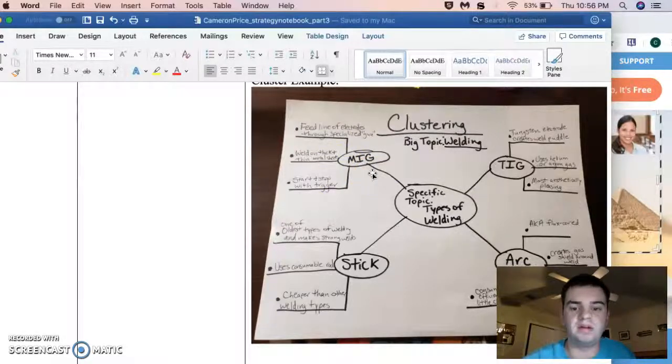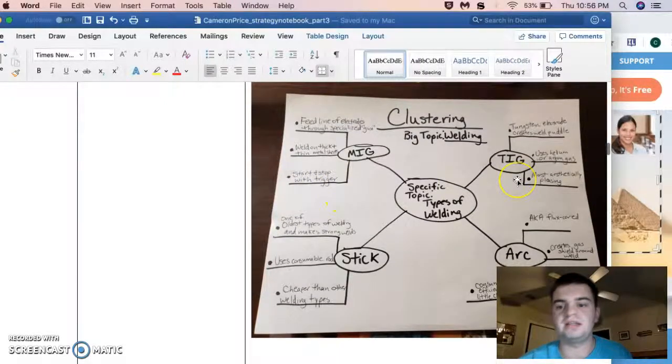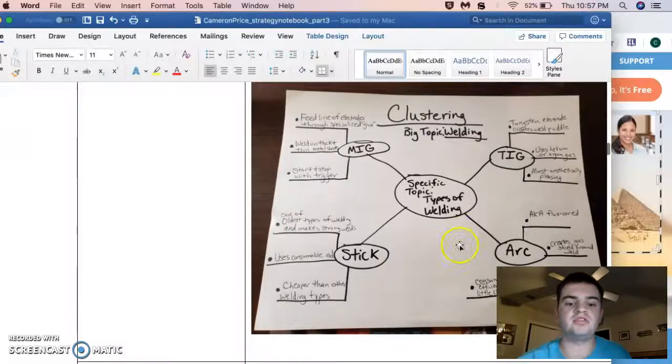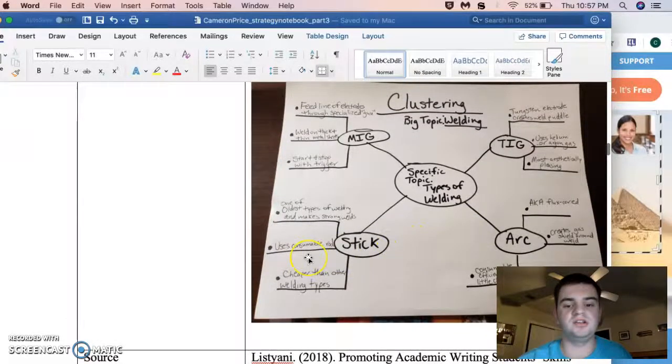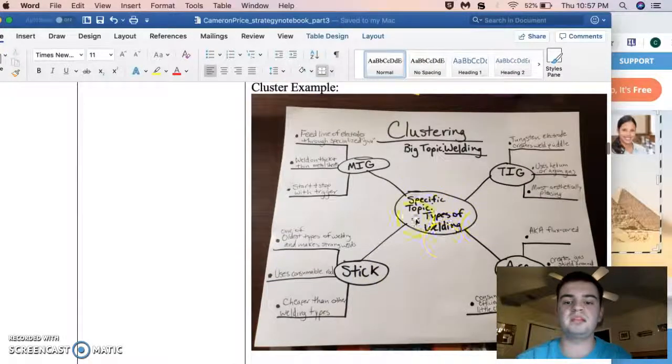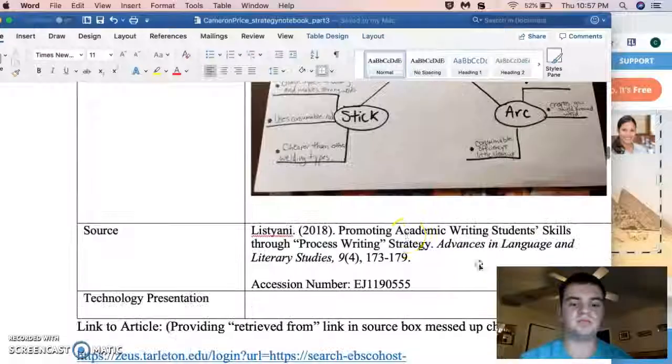So like MIG welding, the characteristic is that you use a trigger with it. TIG is that it uses helium or argon gas. Arc, also known as flux core, that'd be a good thing to put in the draft or the paper. And stick is that it uses a consumable rod. So pretty much this would be the title or whole topic of the paper. Each of the clusters would be a different paragraph, and then each of the lines or characteristics would be details within those paragraphs.